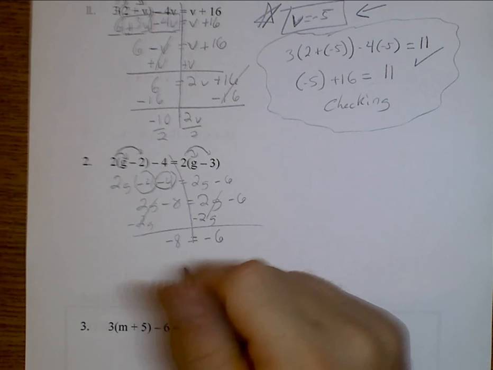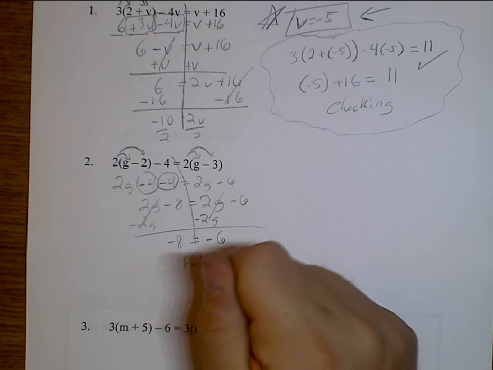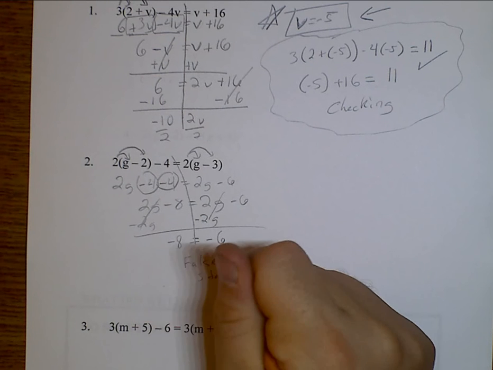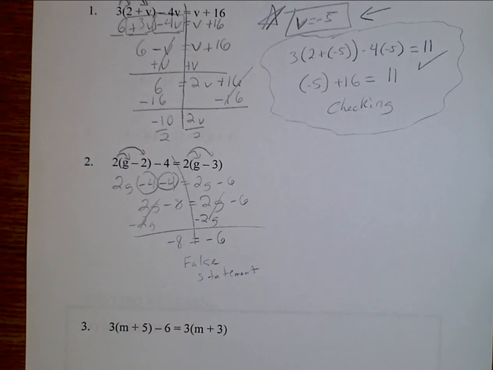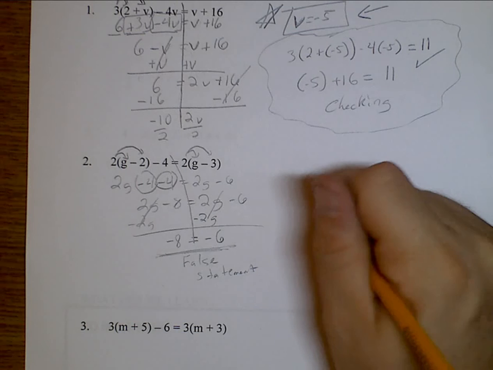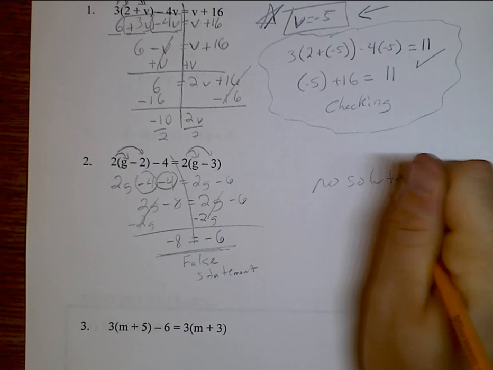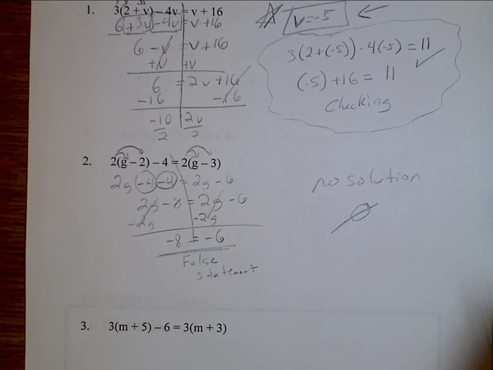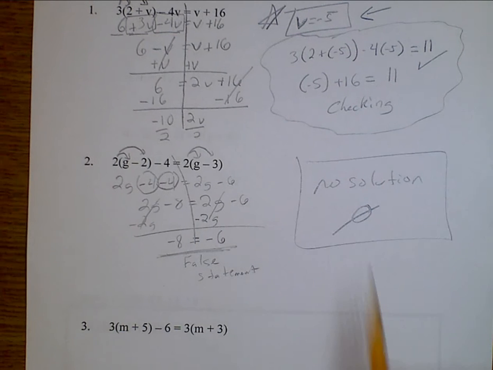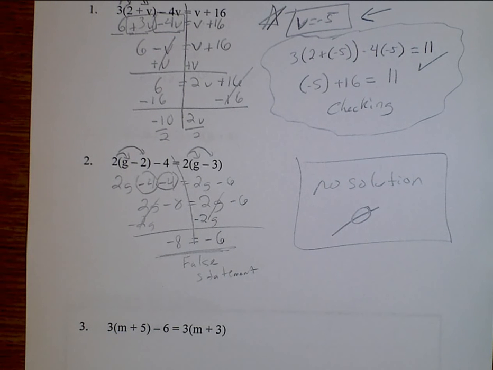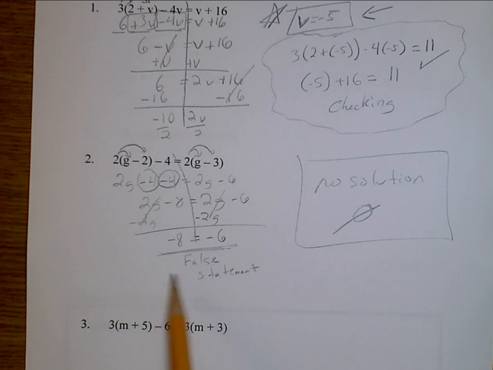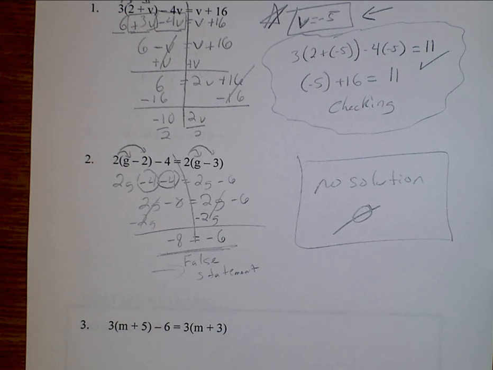And this is a false statement. What this means is that I have no solution, or I can just simply draw the circle with a line through it. So if your variable cancels and you wind up with a false statement, then the answer is no solution. Nothing works.